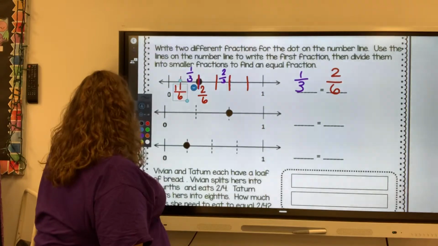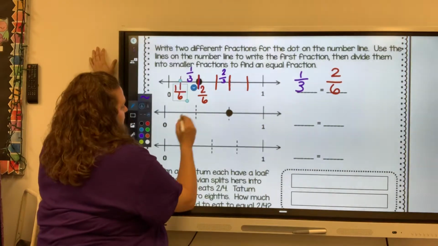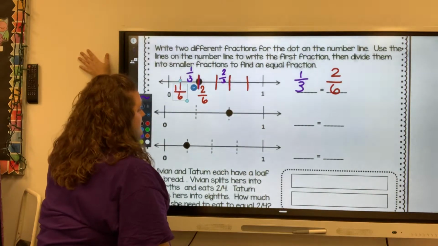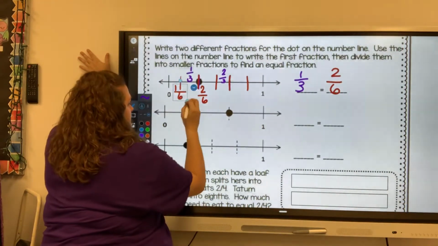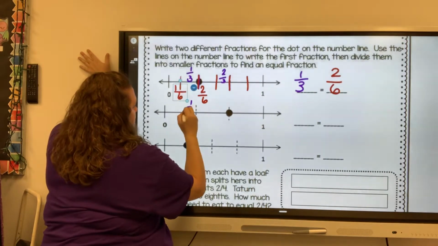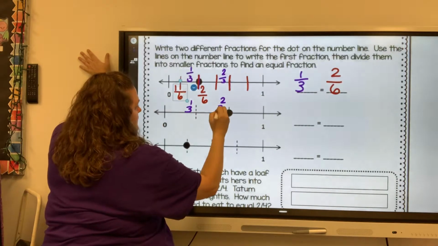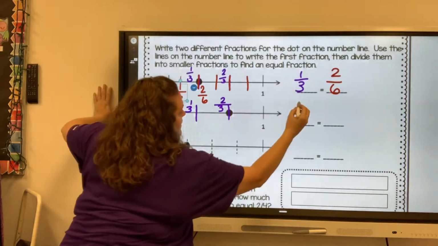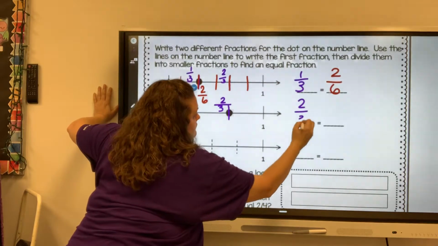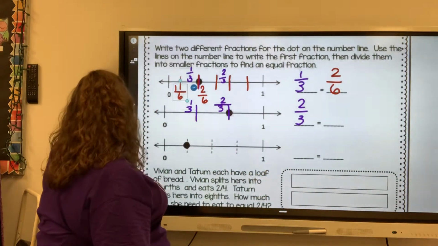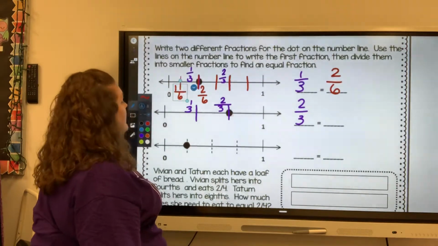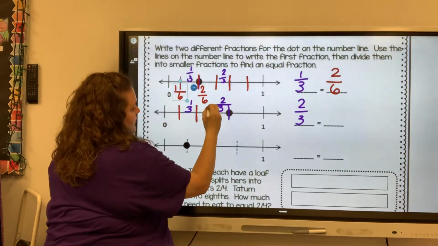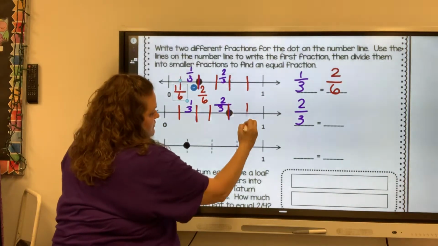So let's come down here to our next line. So we have one space, 2 spaces, 3 spaces. So again, we're dealing with thirds on this one. So we have 1/3, 2/3. So our line is on the 2/3. I'm going to do the same thing I did last time. I'm going to draw a line in between the 1/3 and the 0, on the 1/3, in between the 1/3 and the 2/3. I'm dividing each of my sections into a half.